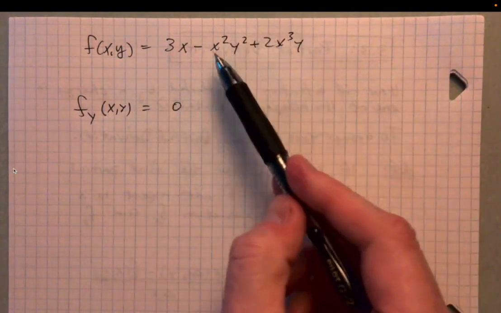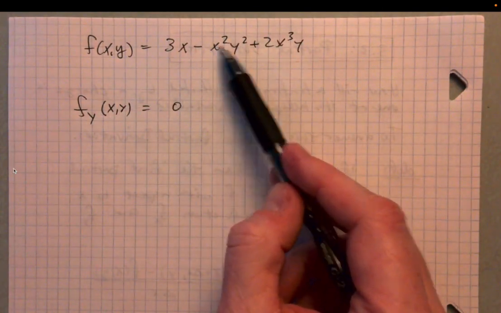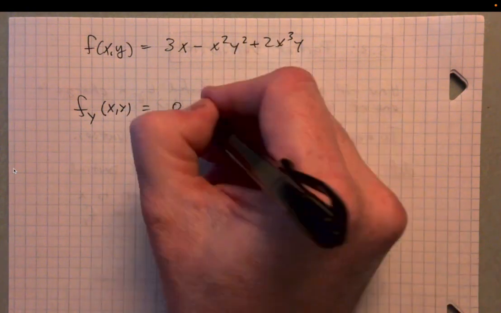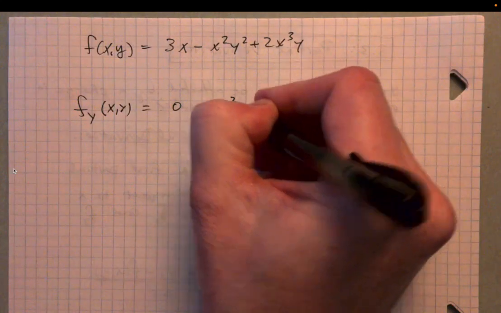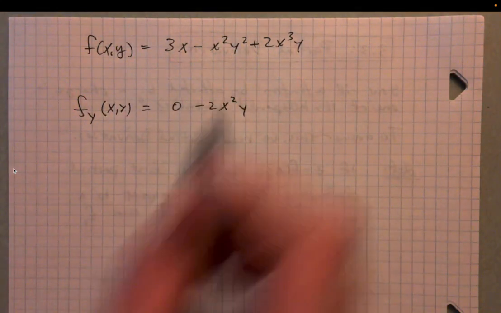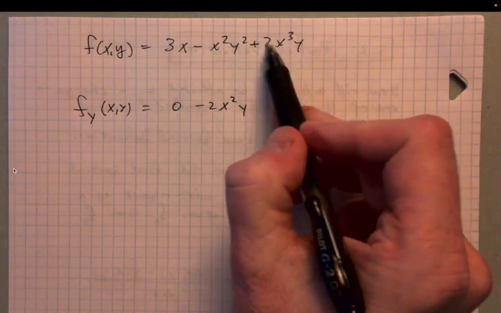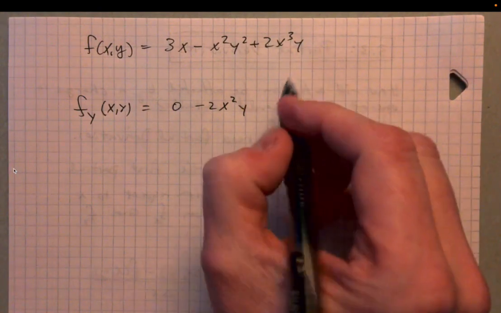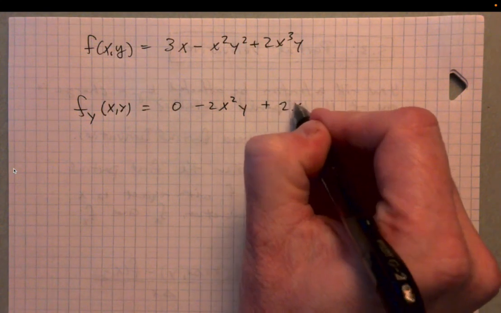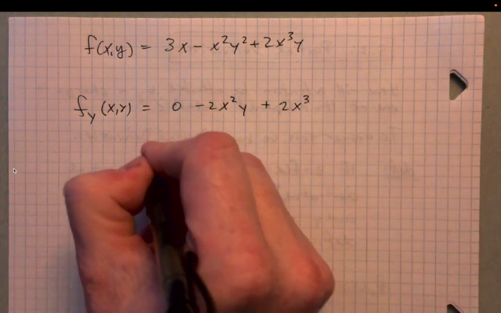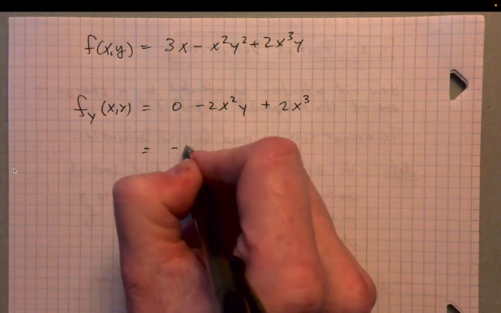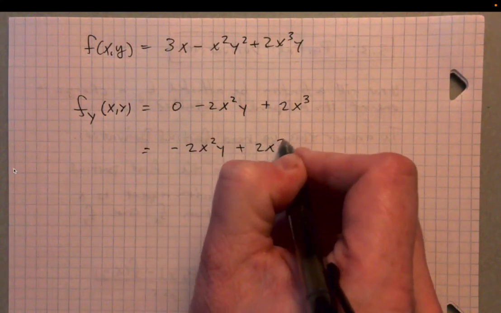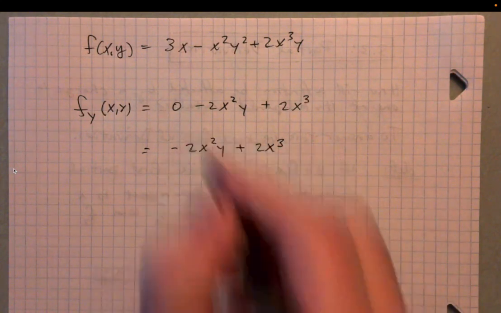What about over here? Well, the x squared is treated as a constant, and we're differentiating with respect to y. And so this would be minus 2x squared y. Okay, and then over here, the 2x cubed, think of that as a constant, and so differentiating with respect to y, we're left with just the constant, so 2x cubed. Okay, so the partial derivative here is negative 2x squared y plus 2x cubed.